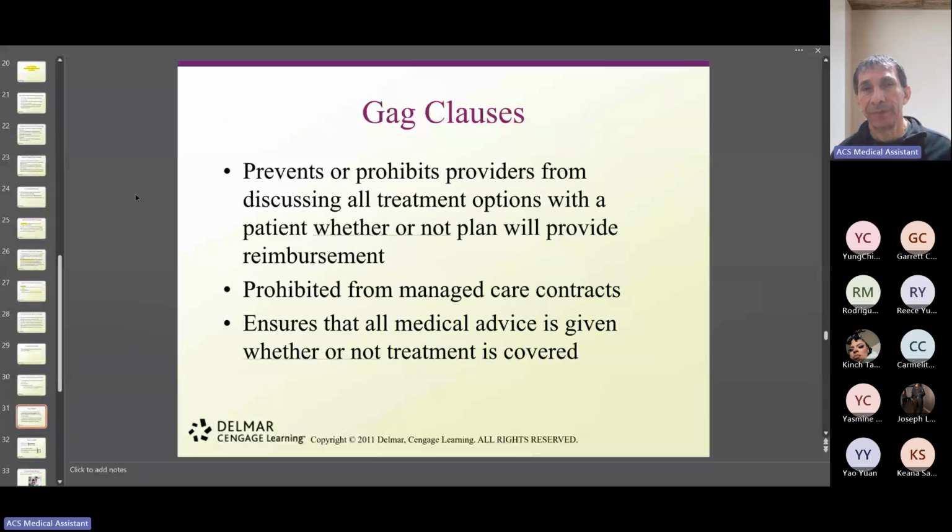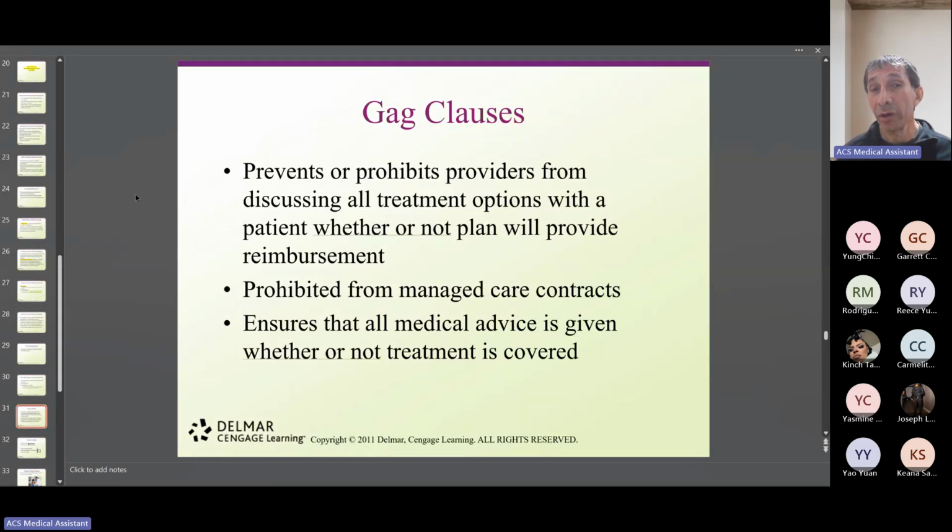Gag clauses. Think about a gag order. So that's basically what it is. So what is a gag? A gag is an order that prevents someone from disclosing certain information. So that is basically what a gag is.